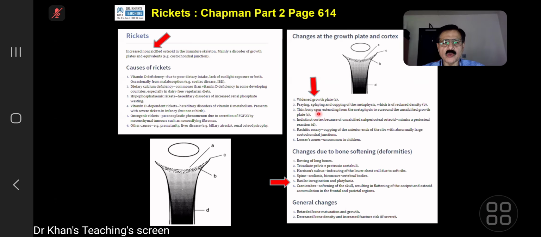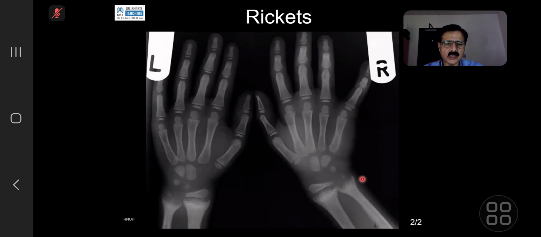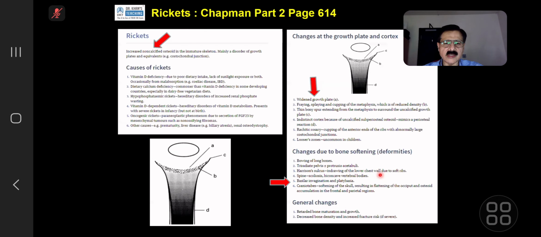Now, tiny bony spurs extend from the metaphysis to surround the uncalcified cartilage here. And this is what I asked the candidate, and he tackled it very well. Basically, uncalcified cartilage is here and the spurs go around it, because a Pelkan spur of scurvy is sometimes confused with this appearance. So the idea was not to get confused about that.